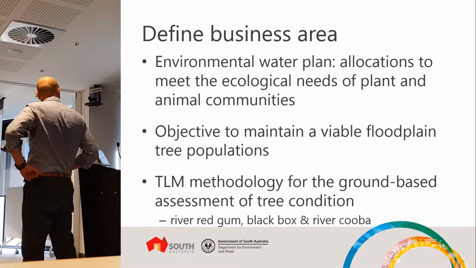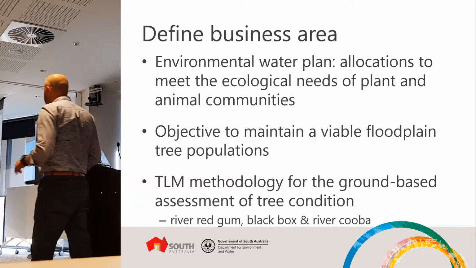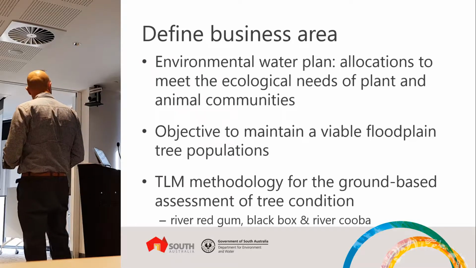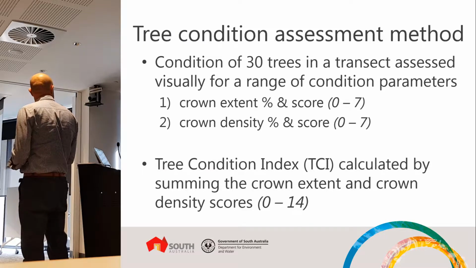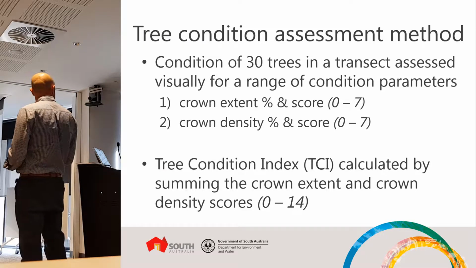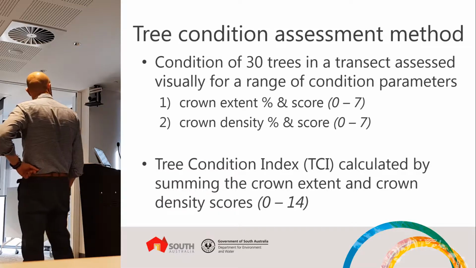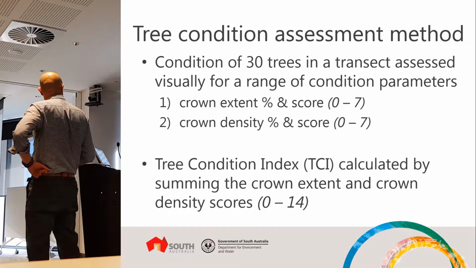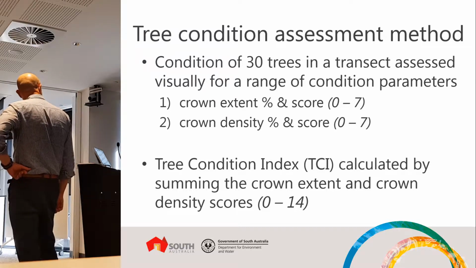Over time, a methodology has been developed that's now been endorsed by the Murray-Darling Basin Authority and the Basin states for the ground-based assessment of tree condition, and this looks at River Red Gum, Black Box and River Cooba in South Australia. The particular method looks at the condition of 30 trees along a transect, and they're assessed for a range of condition parameters, and two in particular that are important for what I'm talking about are the crown extent percent and a score from 0 to 7, and the crown density percent and score from 0 to 7.